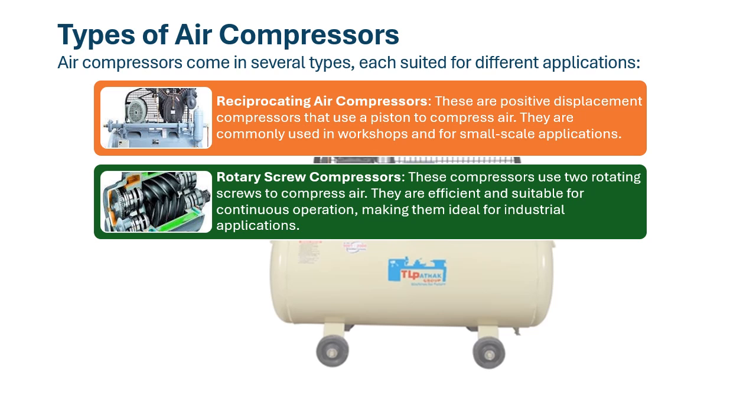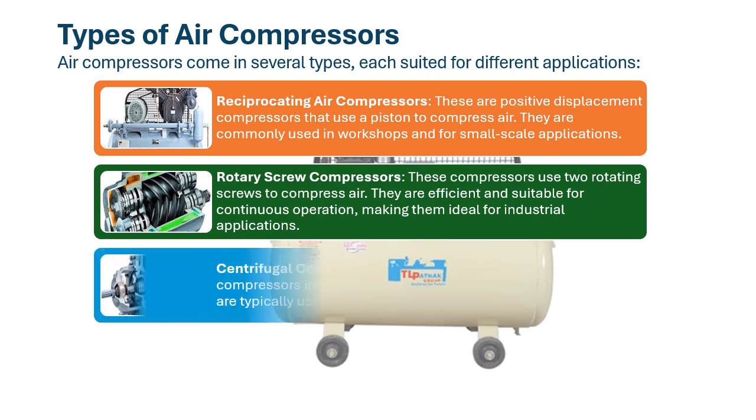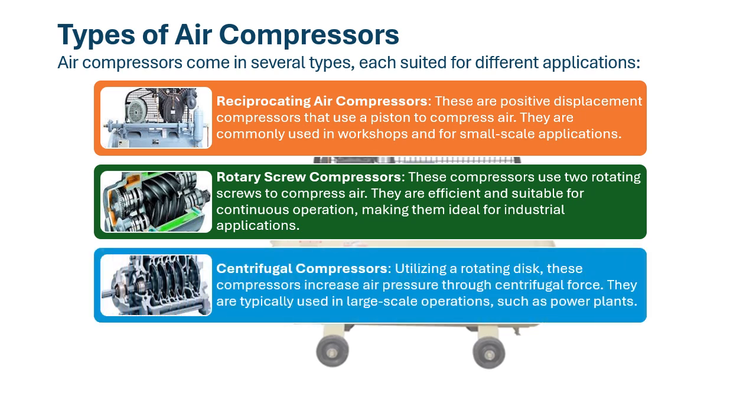Rotary screw compressors. These compressors use two rotating screws to compress air. They are efficient and suitable for continuous operation, making them ideal for industrial applications. Centrifugal compressors. Utilizing a rotating disc, these compressors increase air pressure through centrifugal force. They are typically used in large-scale operations, such as power plants.